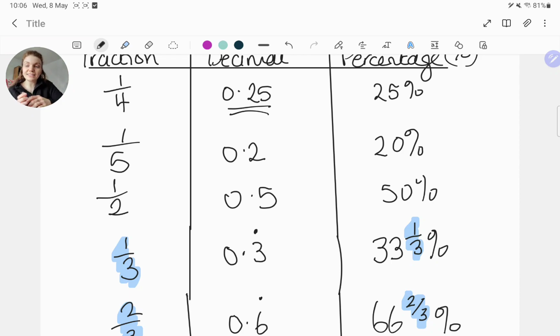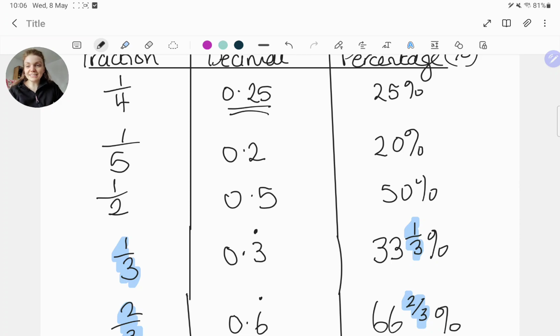So learn a quarter is 0.25, it's 25%. A fifth is 20%, so it's 0.2. A half is 50%, so it's 0.5. A third is 33 1/3%, 0.3 recurring, so 0.3 and the dot above the 3. And 2/3 is 0.6 recurring, so 0.66666, and that is 66 2/3%. Then we have an eighth, it is 0.125 as a decimal and 12.5%.